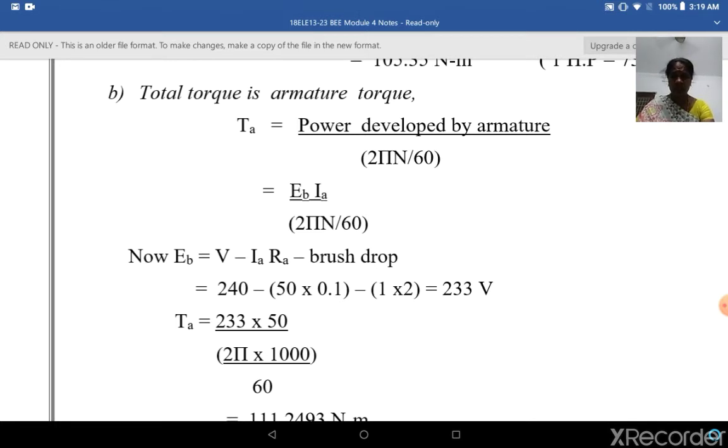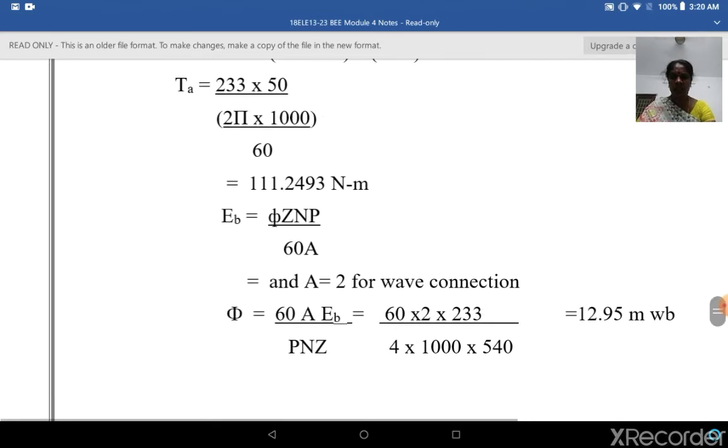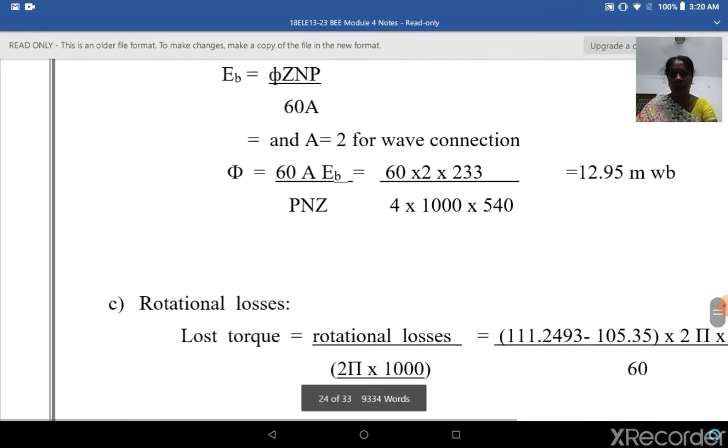That is 230 voltage. Then torque is equal to EB into IA by 2 pi N by 60. So by substituting all this, we'll get the torque as 111.2493 Newton meter. By using the formula back EMF is equal to phi ZNP by 60A, where A is equal to 2, we can calculate the flux, which is the unknown here.